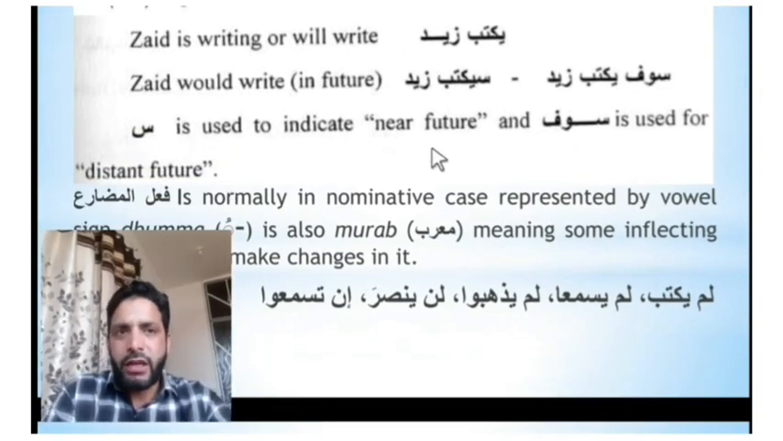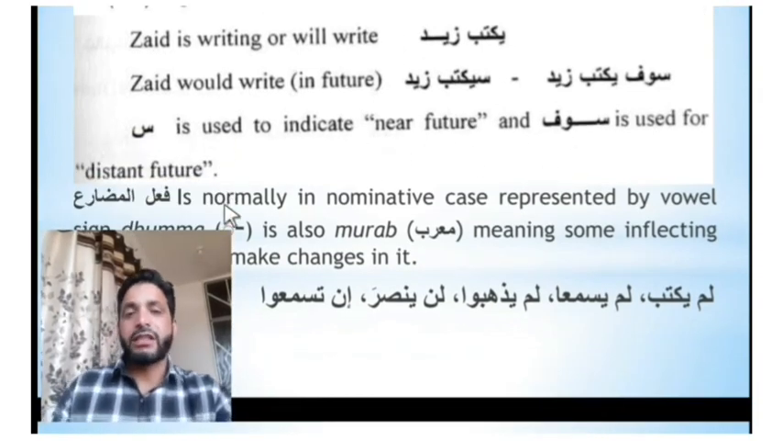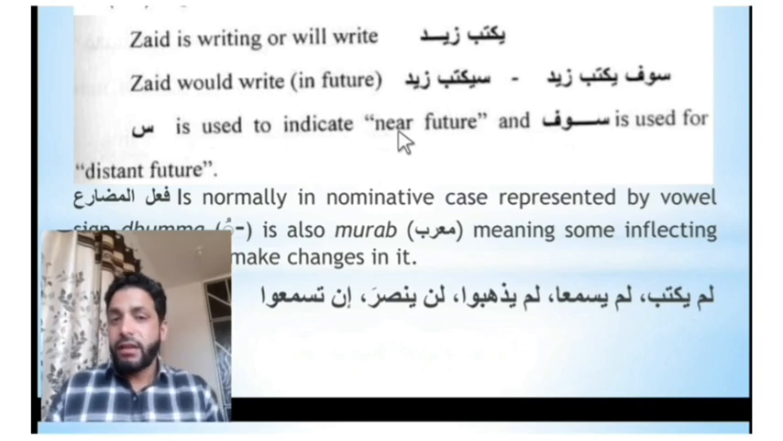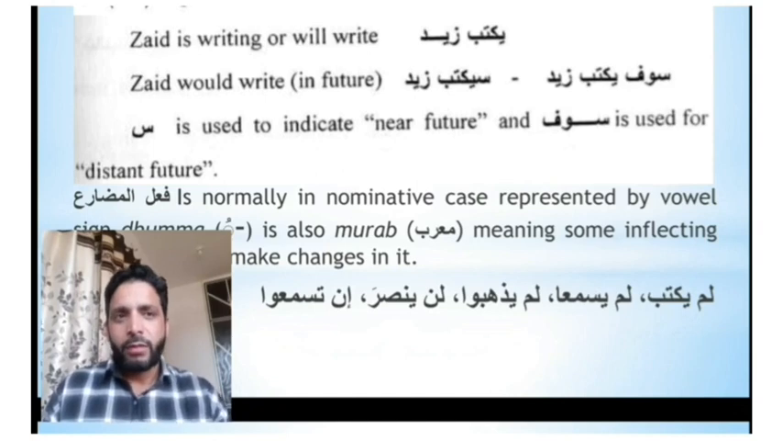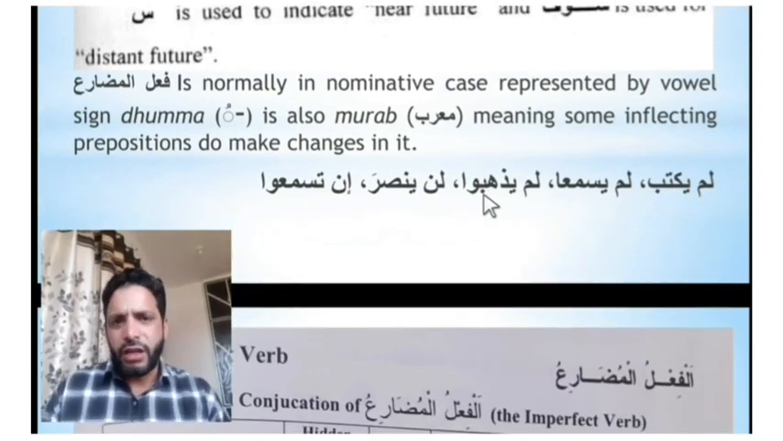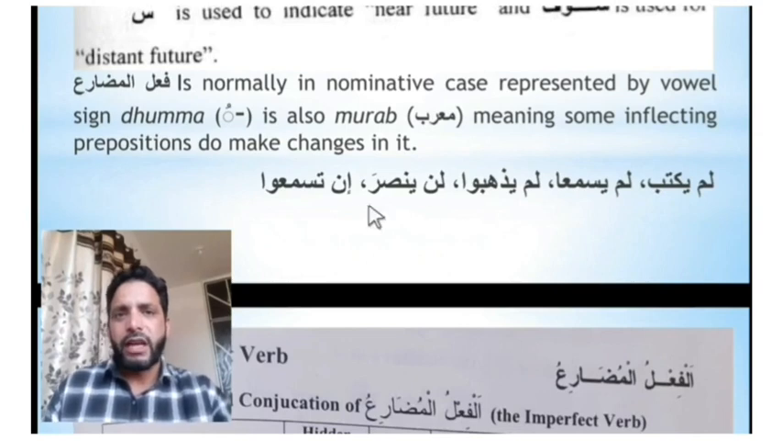Sin is used to indicate the near future and sawfa is used for the distant future. As I told you, when I say sayaktubu zaidun, it means Zaid will write. And when I say sawfa yaktubu zaidun, it means that soon Zaid will write. So by adding sin before the mudari, the meaning is a bit more distant. Fi'l mudari is normally in the nominative case, represented by the vowel sign dhamma.